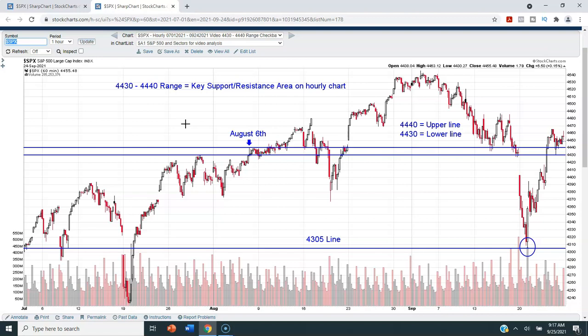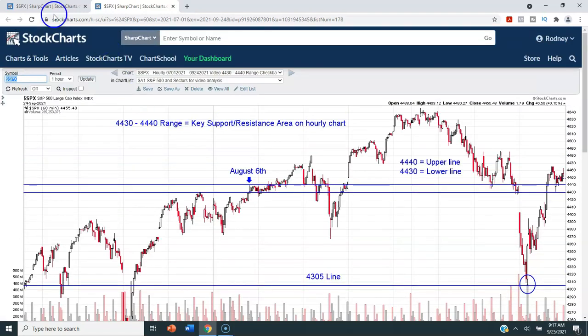Today we will be doing technical analysis on the S&P 500 for the week ending Friday, September 24th, 2021. And for this analysis, we will be using stockcharts.com.